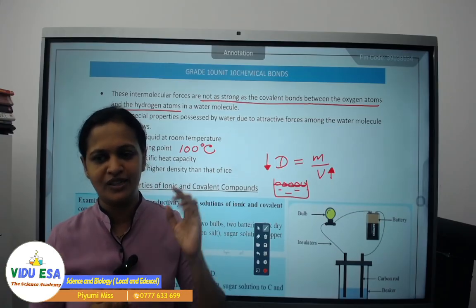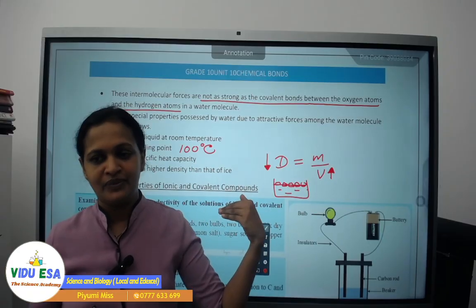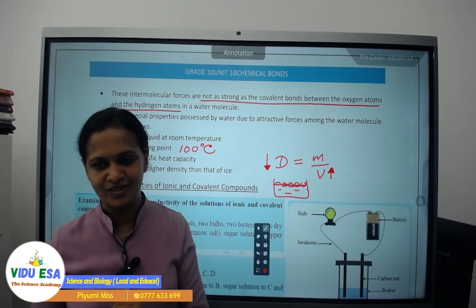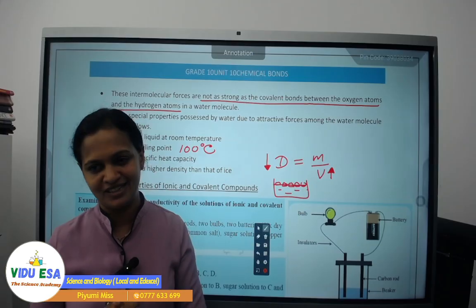You have to think of the atomic number, electronic configuration, then the number of valence electrons. Decide how many to share, and then draw.